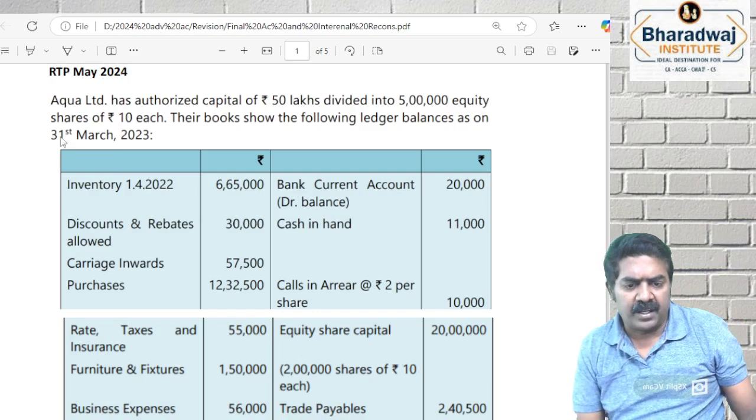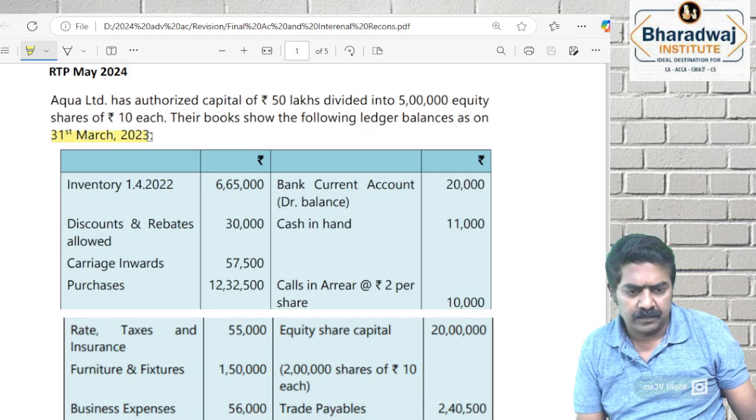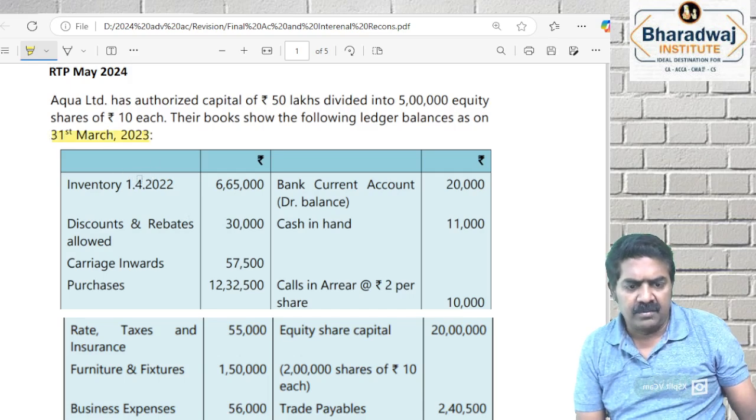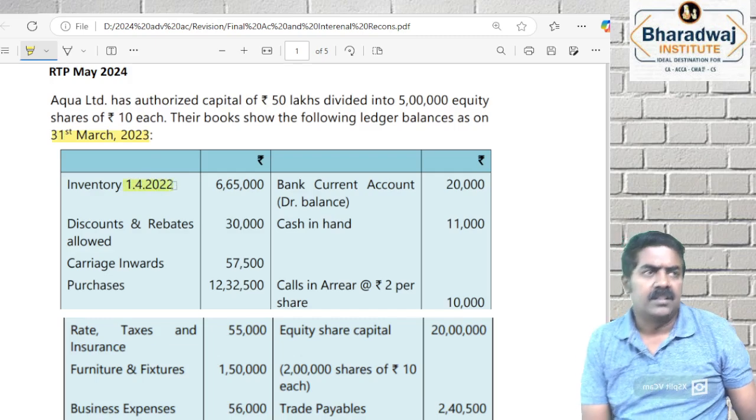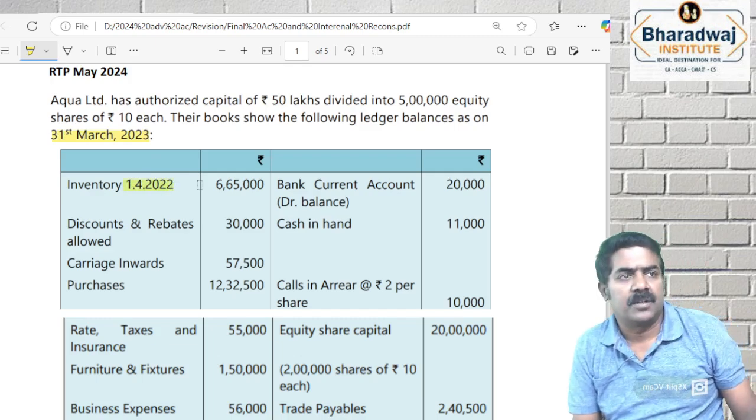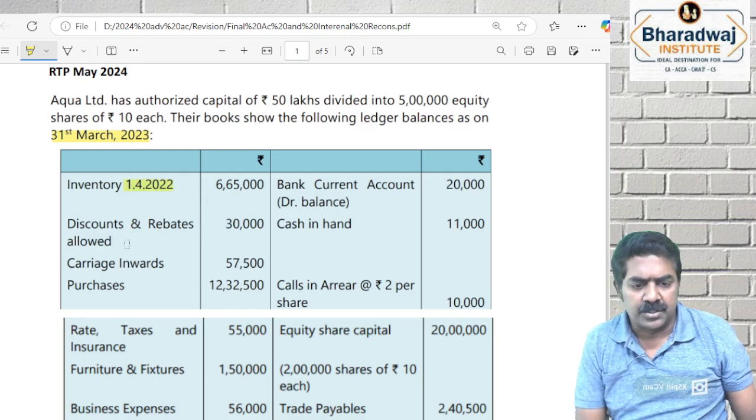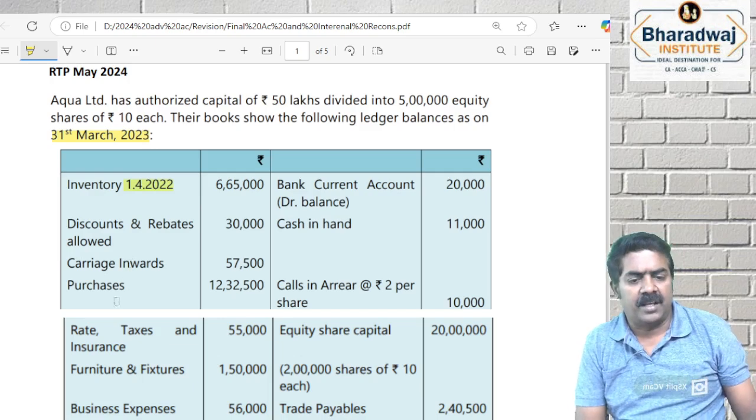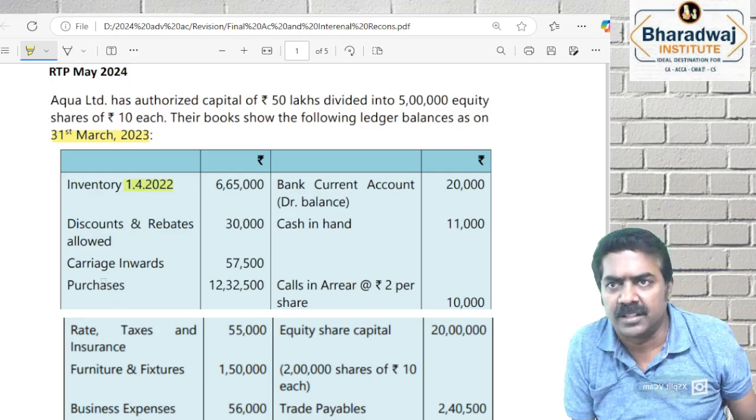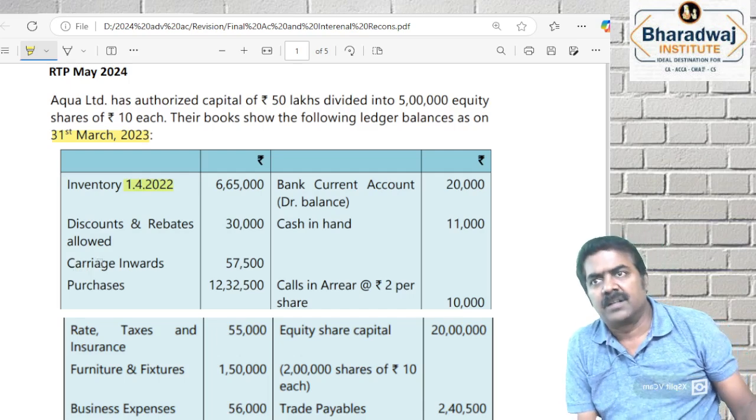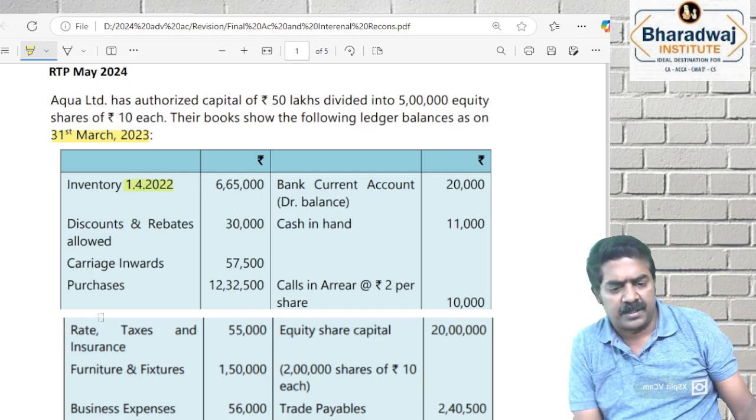We are asked to prepare on 31st March 2023. They have given inventory opening balance. The change in inventory we will adjust in which account? P&L account. Discounts and rebates allowed, other expenses. Carriage inwards can be either added with purchases or shown in other expenses, but better to add with what? Purchases. Carriage inwards and purchases.